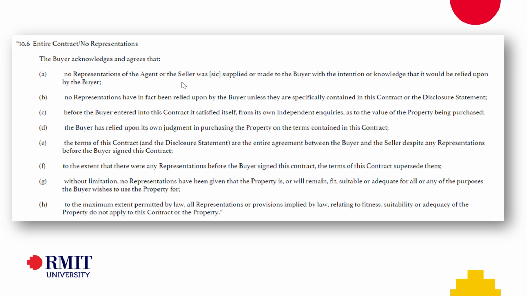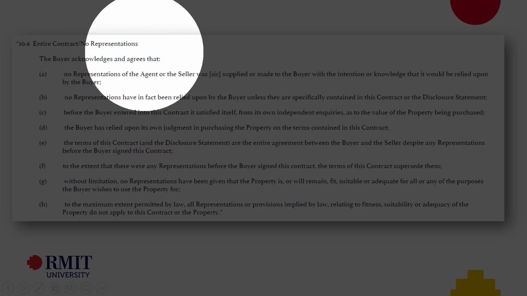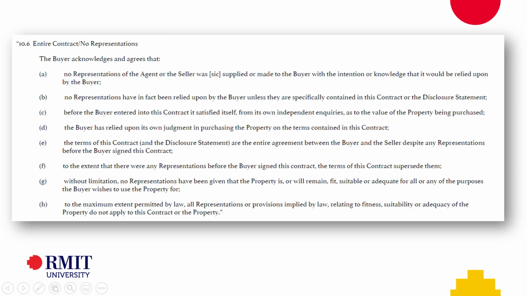Without limitation, no representations have been given that the property is or will remain fit, suitable or adequate for any of the purposes the buyer wishes to use the property for. And then lastly, to the maximum extent permitted by law, all representations or provisions implied by law relating to fitness, suitability or adequacy of the property don't apply to this contract or the property. Now, I'm thinking that's a pretty good limitation clause, right? It's got a few grammatical errors in it, which I think it's amusing that the court finds one but doesn't find the other. But at the end of the day, it's a pretty broad statement.